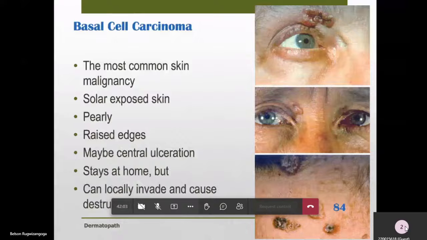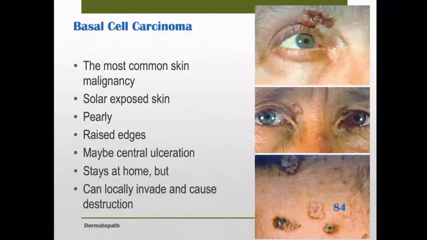So basal cell carcinoma is the most common skin malignancy, and it is seen in sun-exposed skin.